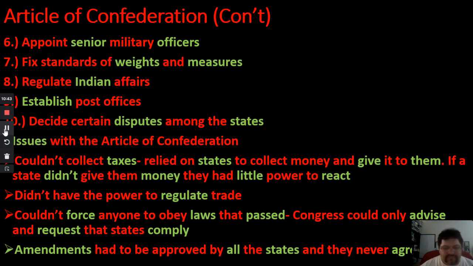And again, any changes and agreements to laws, the amendments, had to be approved by all the states. And again, they never agreed. There's always at least one state that said, no, we don't like that. And because that one state said no, it all went away. So it was basically all or nothing.